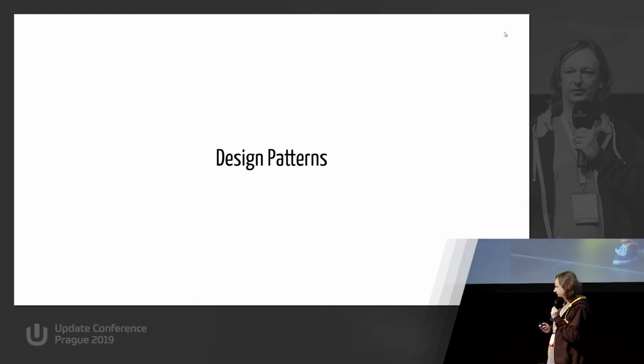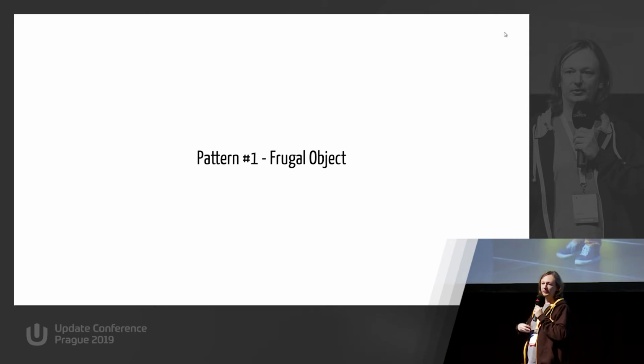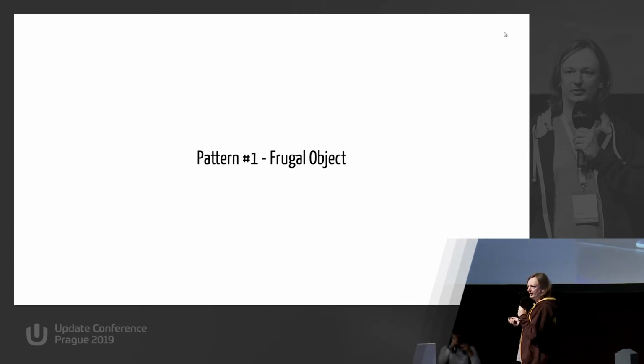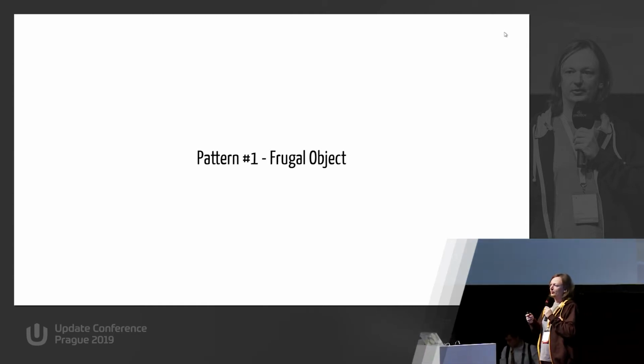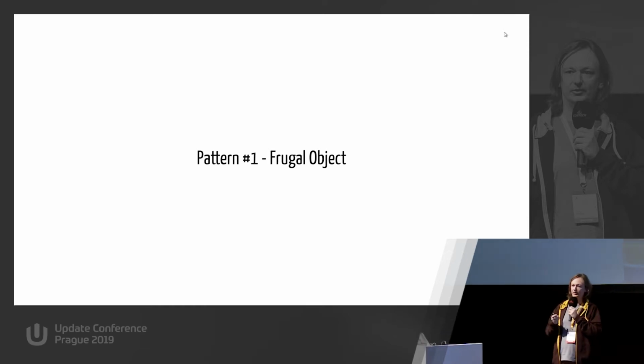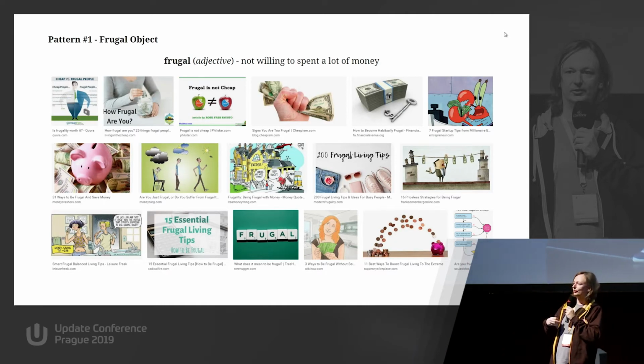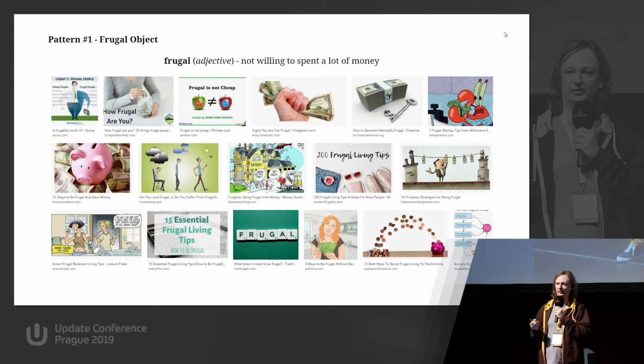So the very first pattern, because this talk is about patterns, so I'm providing you some patterns. The very first is called by me fragile object. Fragile is not so popular a word in English. I also needed to find some good word for that. Fragile means just not willing to spend a lot of money in general.